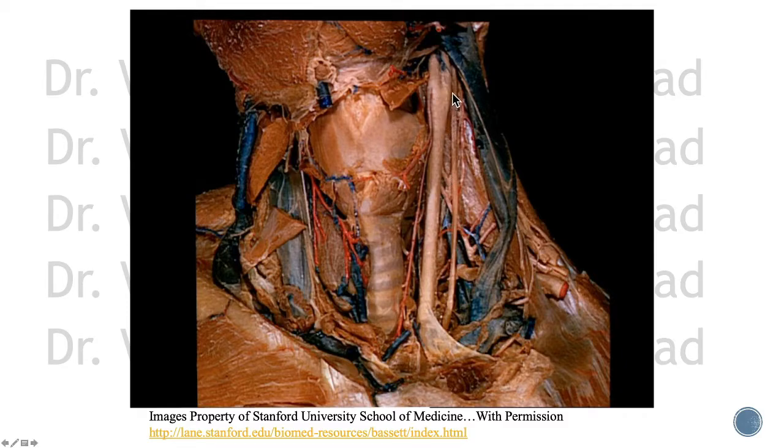Lateral to it and posterior is the vagus nerve and the internal jugular vein. Okay? It's very easy.